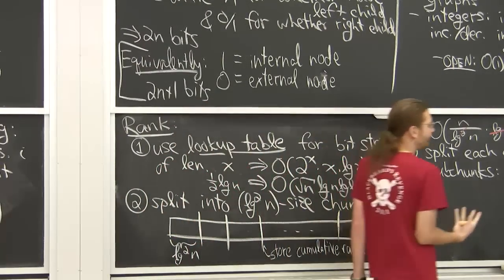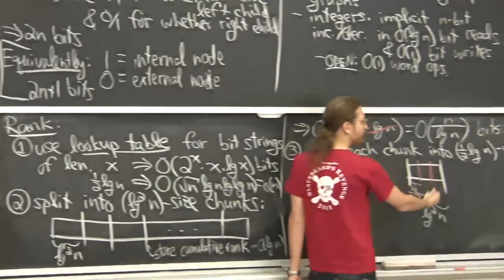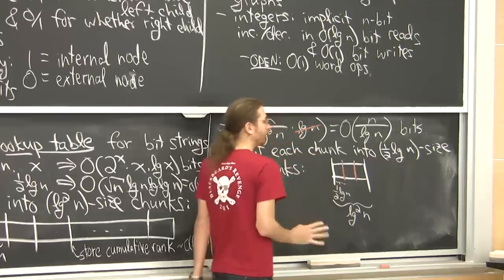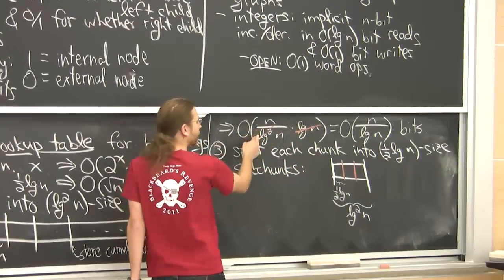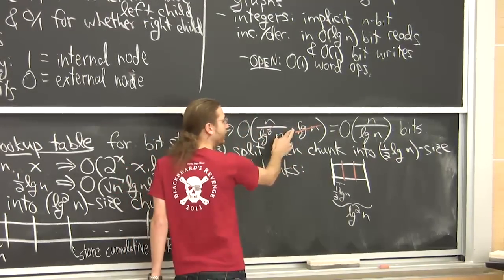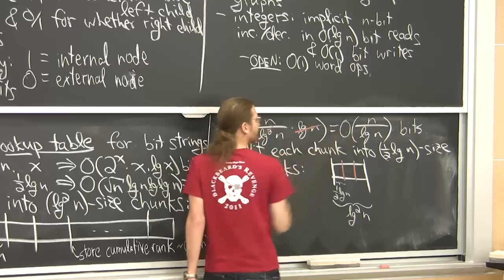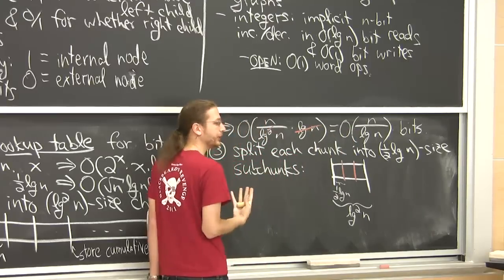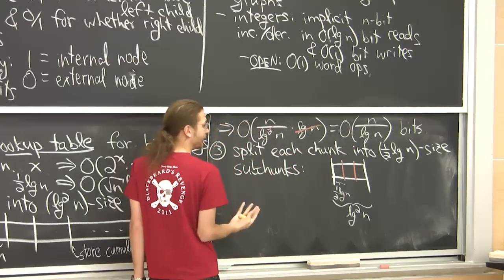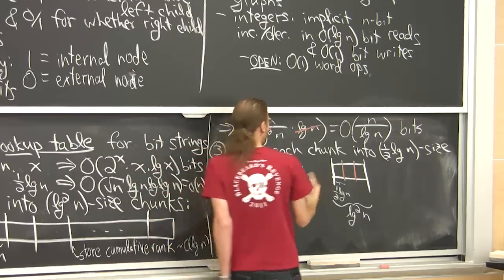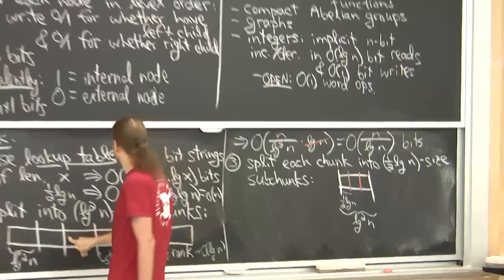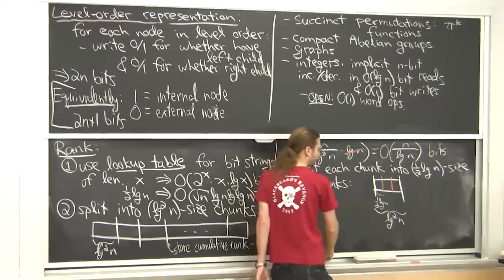Now, how could this help? Why didn't I just subdivide into chunks of size half log n before? I mean, why I couldn't do it is clear. If I did n over log n of them, each of them stores log n bits, I'd have a linear number of bits. I can't afford a linear number of bits. That would only be compact, not succinct. How does it help me to first reduce to this and then reduce to this?